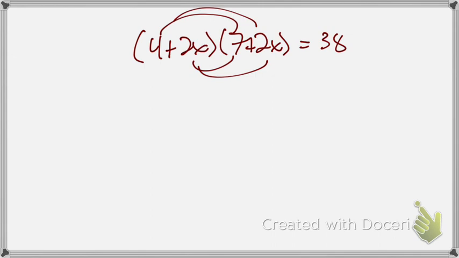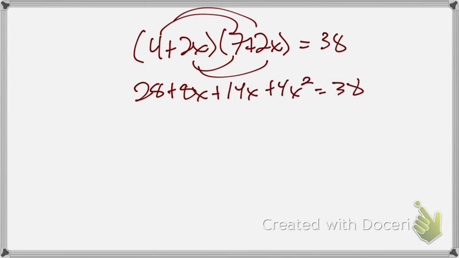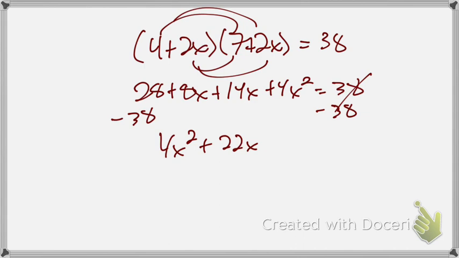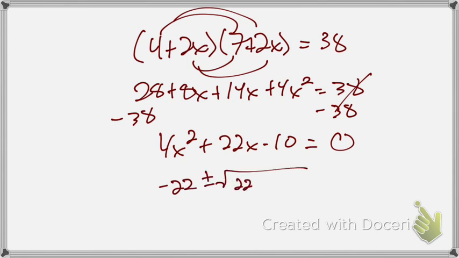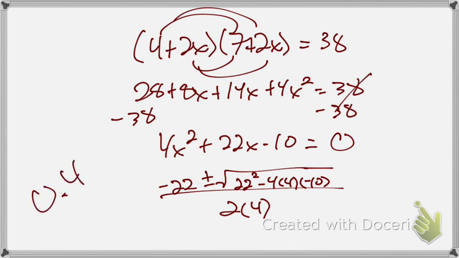It'll be fine. I've got 28 plus 8x plus 14x plus 4x squared equals 38. I would subtract 38 from both sides, and I'd have 4x squared plus 22x minus 10 equals 0. And then I do negative b plus or minus the square root of b squared minus 4ac, over 2a. And if I did the math on this, the order of operations, I would get two answers. One of them being 442?